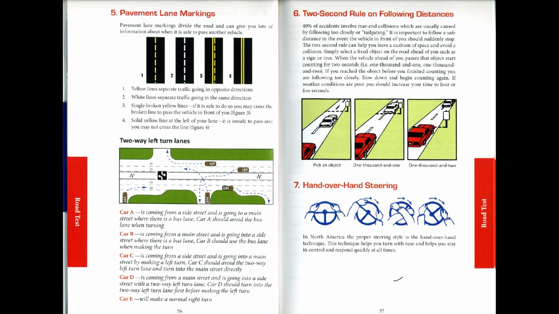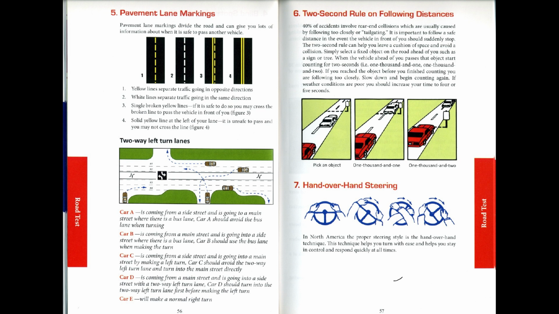2-second rule on following distances. 40% of accidents involve rear-end collisions which are usually caused by following too closely or tailgating. It is important to follow a safe distance in the event the vehicle in front of you should suddenly stop. The 2-second rule can help you leave a cushion of space and avoid a collision.